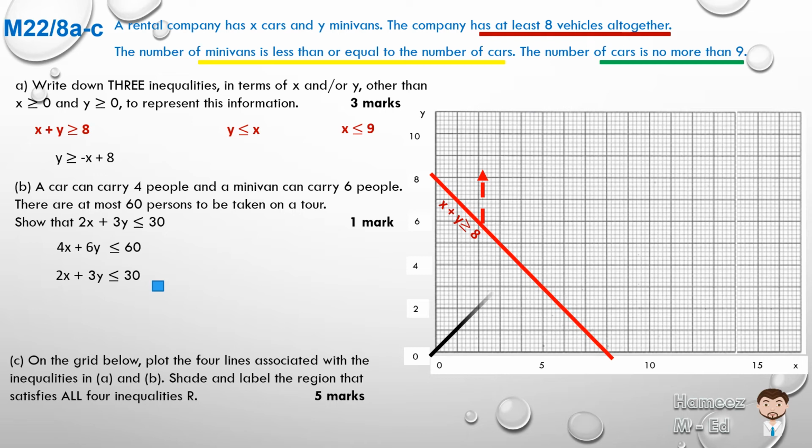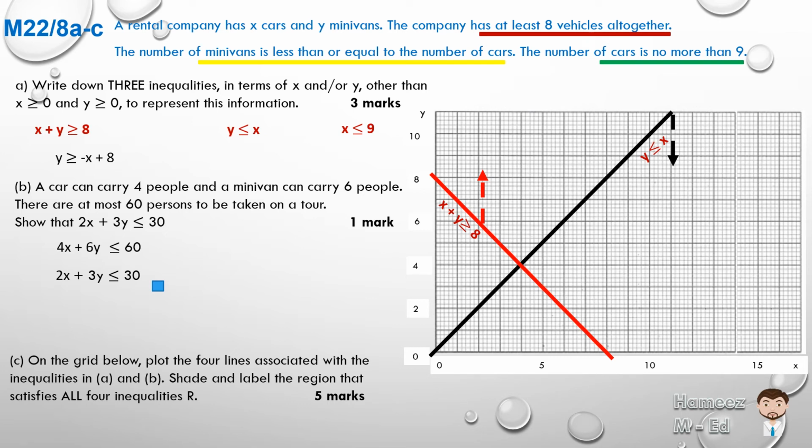So let's draw the line y is equal to x. A black line where we know when x is 0, y is 0. When x is 10, y is 10. And what do we know? y is equal to x or y is less than x. So it means the region of the black line or anywhere below that line.